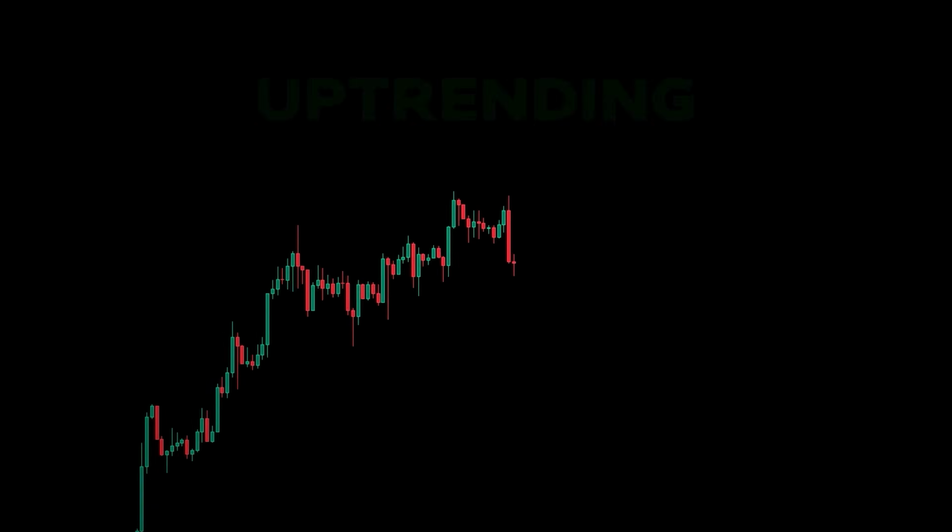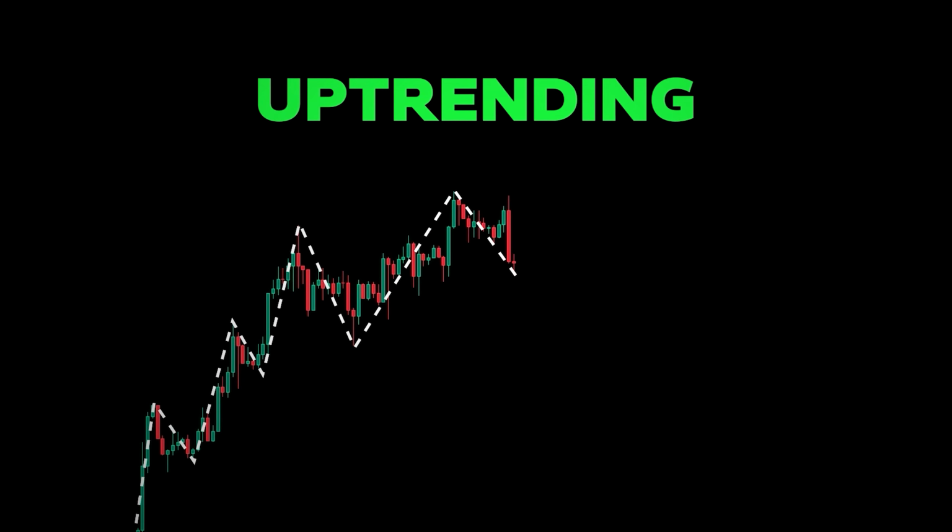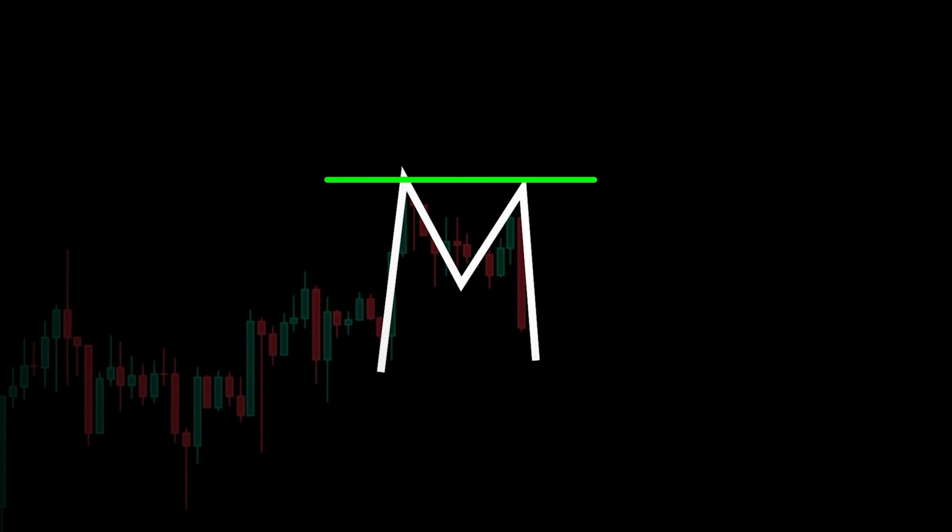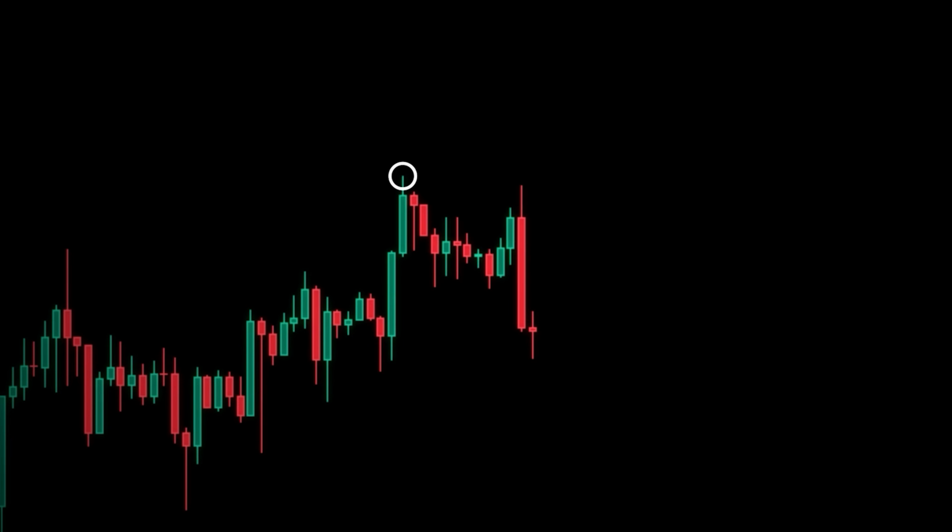On this chart, we have an uptrending market. It's consistently making higher highs and higher lows. Here, you'll notice that a double top pattern is beginning to form. Right here is the first swing high, followed by a dip in price. And then the second swing high begins to form just before it breaks the neckline.